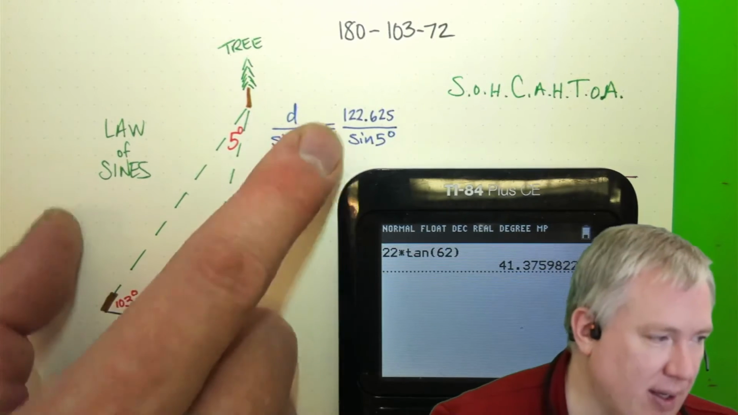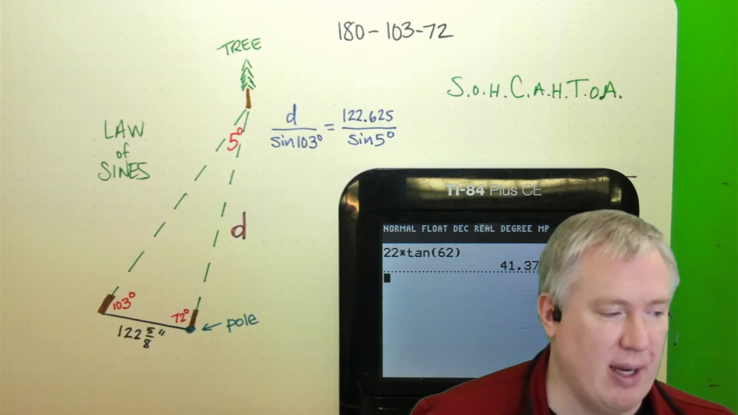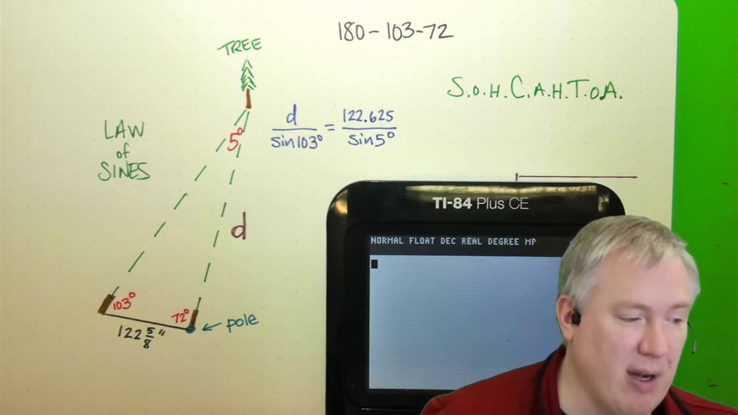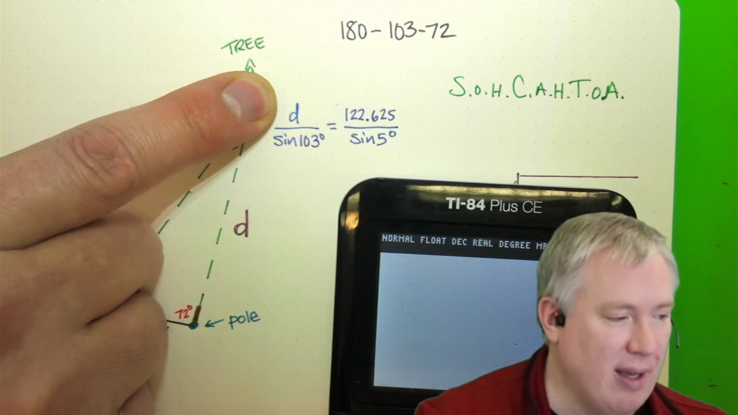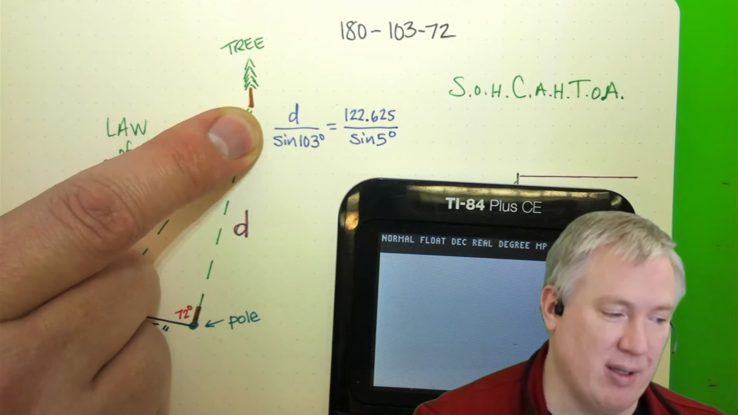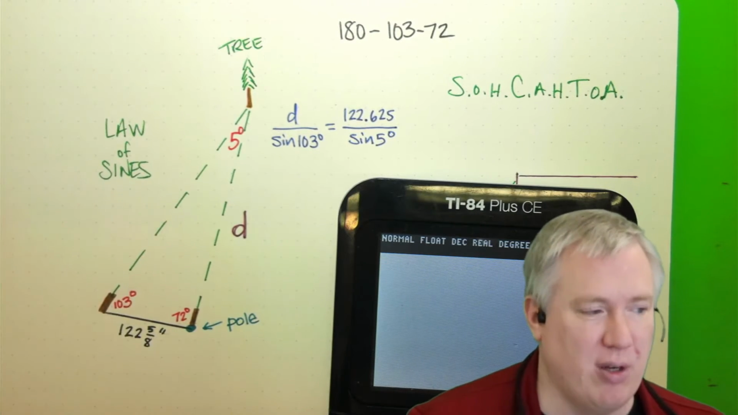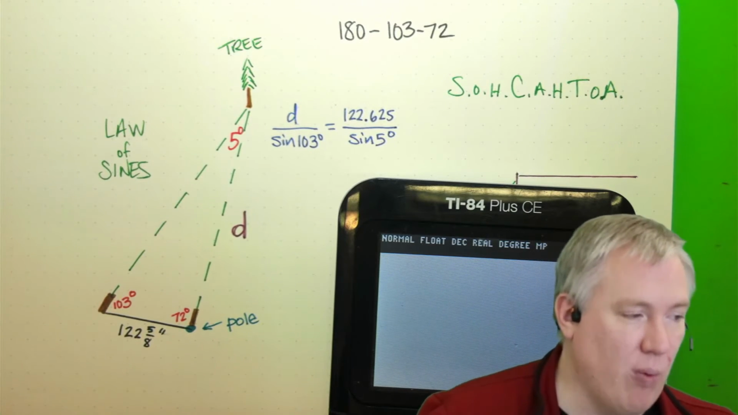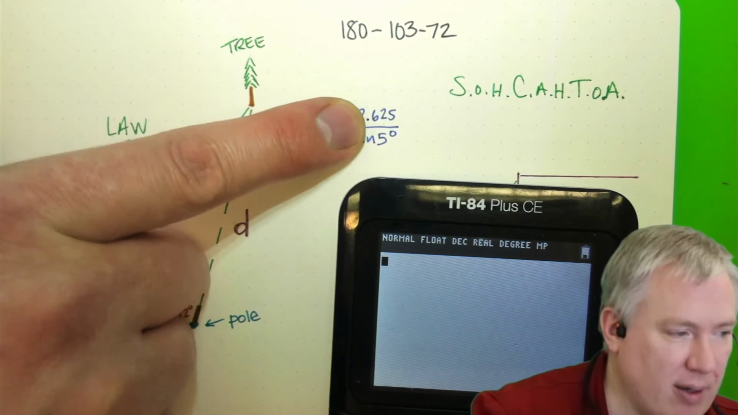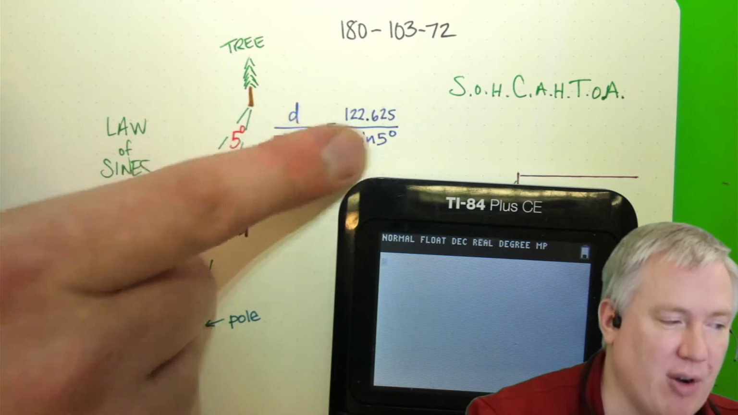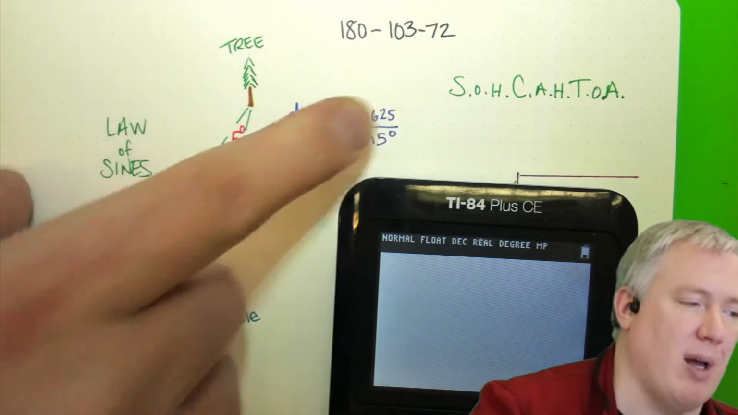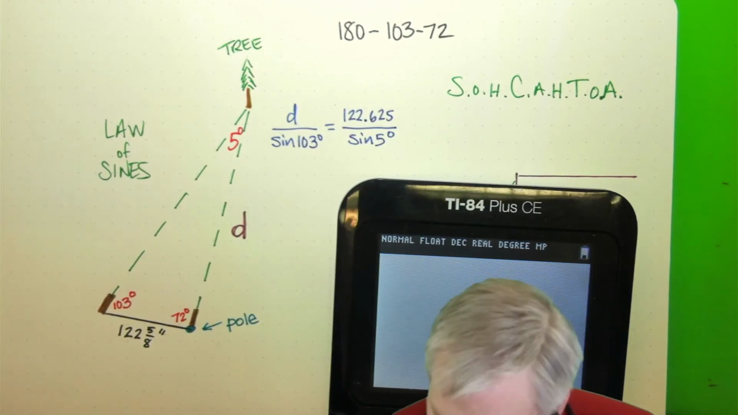Now, what about solving this one? This one looks more complicated, and in a way it is, but at a fundamental level, it's the same thing. The thing I want to know is D, and it's being divided by something. So to get rid of the division, all I need to do is multiply. So what I'm going to do is this part, 122.625, divided by the sine of 5. And then after I do that, I'm going to multiply by what's over here on the bottom.